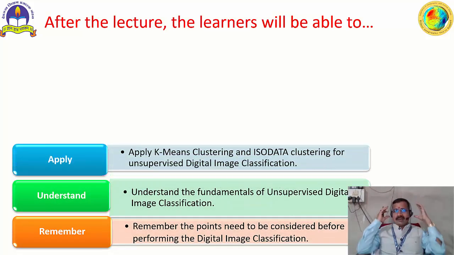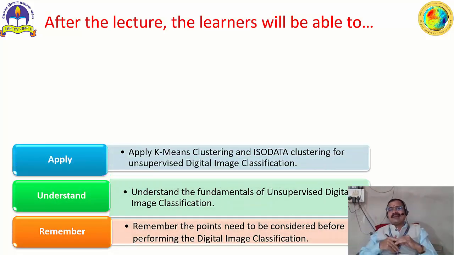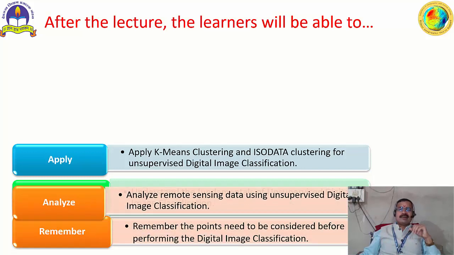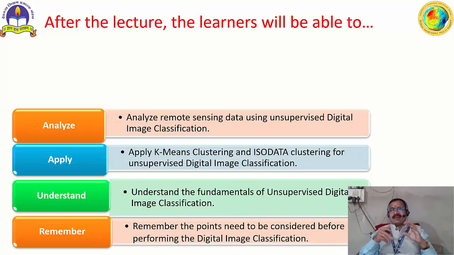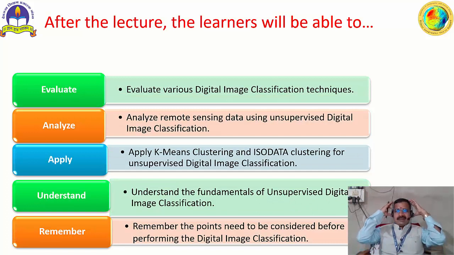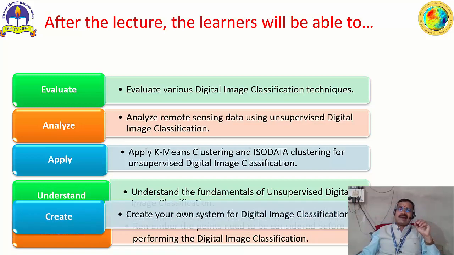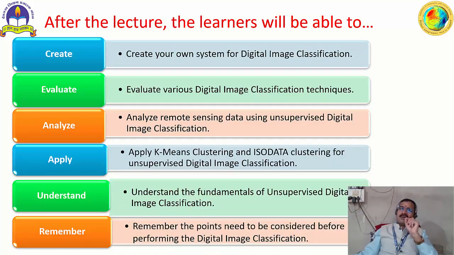Then you will apply k-means clustering technique and isodata clustering technique for unsupervised digital image classification of your area of interest, related to your research topic. You can analyze remote sensing data using unsupervised digital image classification, and you can evaluate various digital image classification techniques, and lastly you can create your own system for digital image classification.